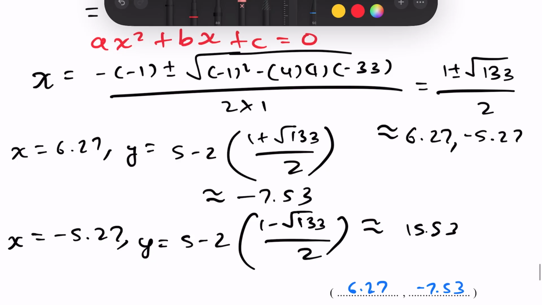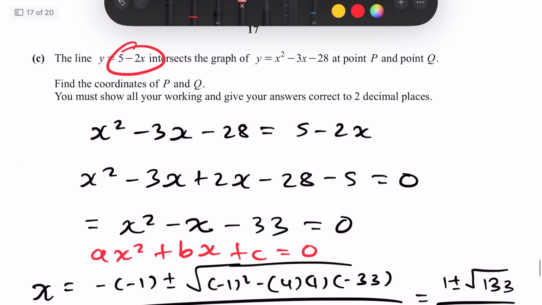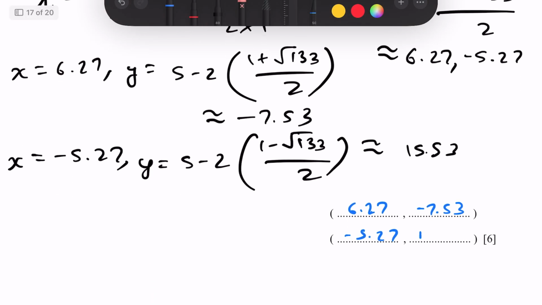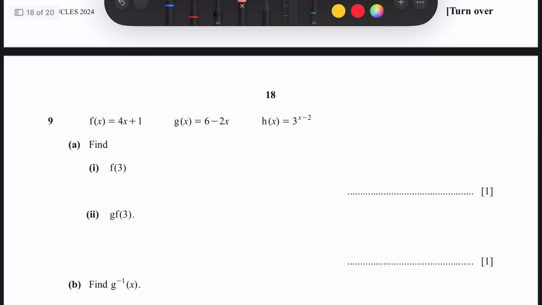Because the question asks to give you answers rounded to 2 decimal places, not 3SF. So make sure all your answers are in 2 decimal places. So 15.53.